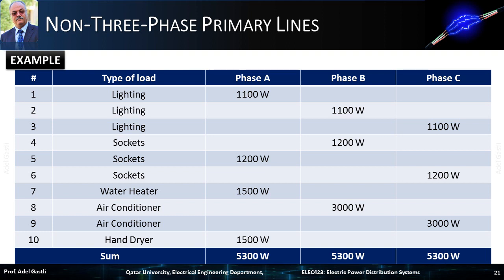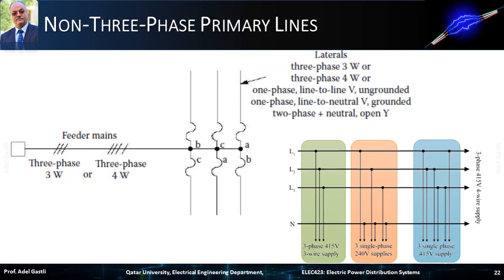As you can notice, the total power on each phase is the same, which makes a well-balanced three-phase system. Of course, the demand and diversity factors should be taken into account when estimating the maximum coincident demands on the circuits. This figure shows a typical three-phase feeder with laterals that can be three-phase with 3 or 4 wires, or 2 phases with 2 wires, or single phase with 2 wires, or 2 phases plus neutral, 3 wires.